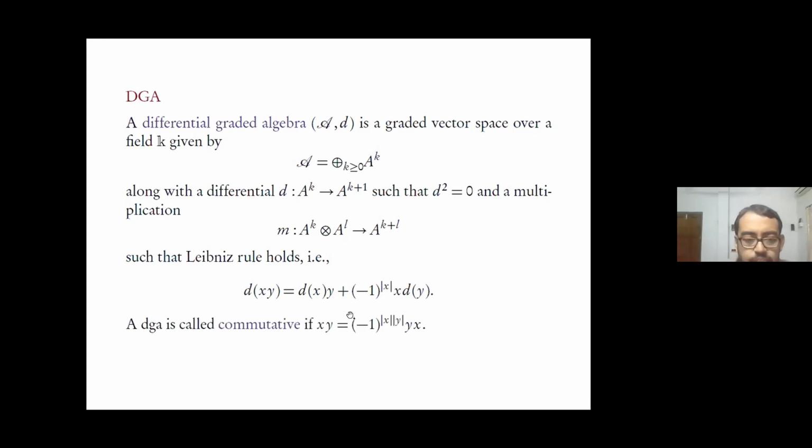Okay. And as you can expect, a DGA is going to be called commutative. Some authors call it graded commutative, but in our setting, everything is graded anyway.